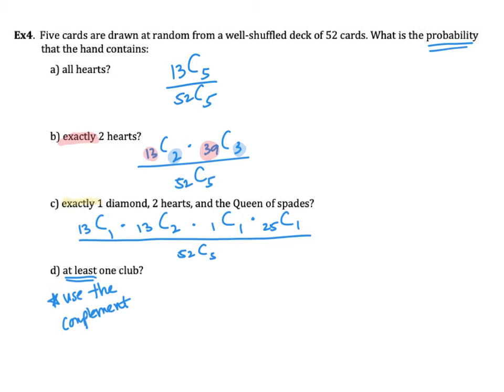Next one, exactly 1 diamond. There are 13 diamonds. We're choosing 1. Exactly 2 hearts. 13 hearts. We're choosing 2.